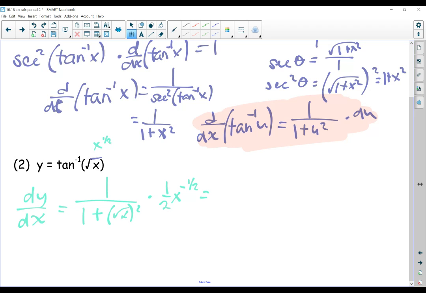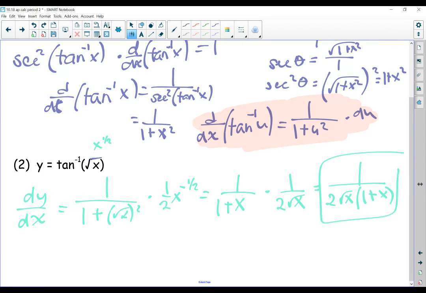Now, if I'm going to clean this up, this is just 1 over 1 plus x. This is 1 over 2 root x. And then I would just make it one fraction: 1 over 2 root x times the quantity 1 plus x. You could also distribute that in. I'm going to leave it as just 2 things being multiplied on the bottom. And there's my derivative function.